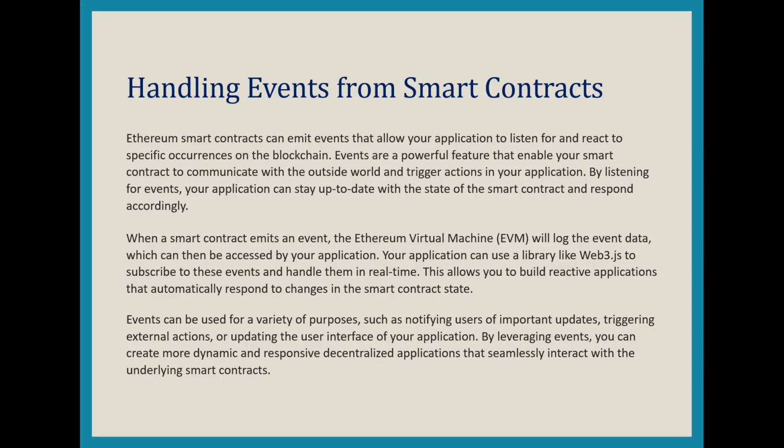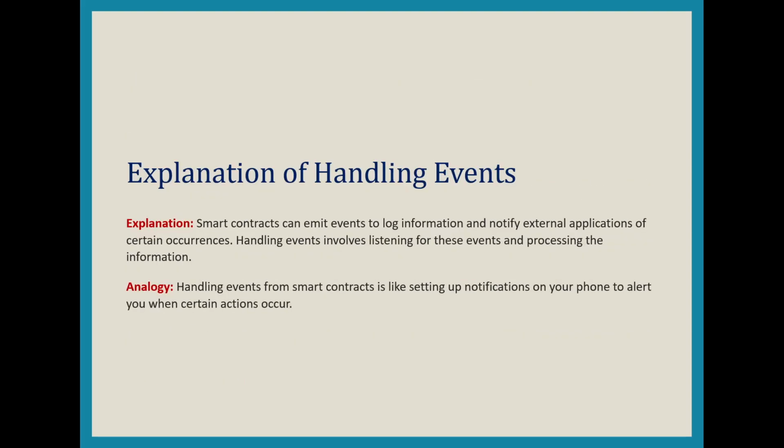Right, so how this works: when a smart contract emits an event, the EVM, Ethereum Virtual Machine, will log the event data, which can then be accessed by your application. You can use a library like web3.js, what we have used, right, to subscribe to these events, and then you can handle them in real time. This helps you to build reactive applications that automatically respond to changes in the smart contract state. These can be used for a variety of purposes, such as notifying users of important updates, triggering external actions, or even updating the user interface of your application. By leveraging events, you can create more dynamic and responsive apps that seamlessly interact with underlying smart contracts.